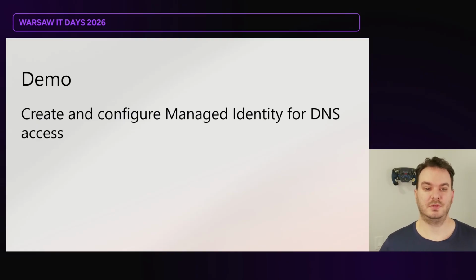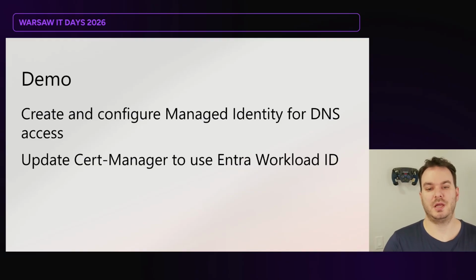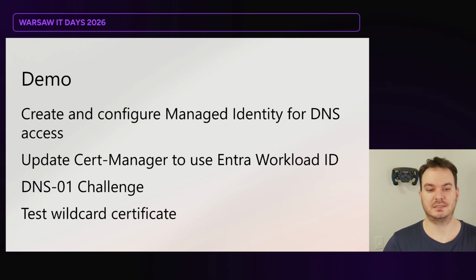After we've done this, we're going to create and configure a managed identity. And this managed identity will have access to our DNS zone. Then we're going to update the Cert-Manager to use Entra workload identity. And with this, we can have the DNS-01 challenge. This means the Cert-Manager uses this managed identity and then writes the TXT record into the DNS zone. After we set up all of this, we're going to take a look at the wildcard certificates and test if we can access our application with that. So now let's switch over to the terminal and let's get started with the demo.